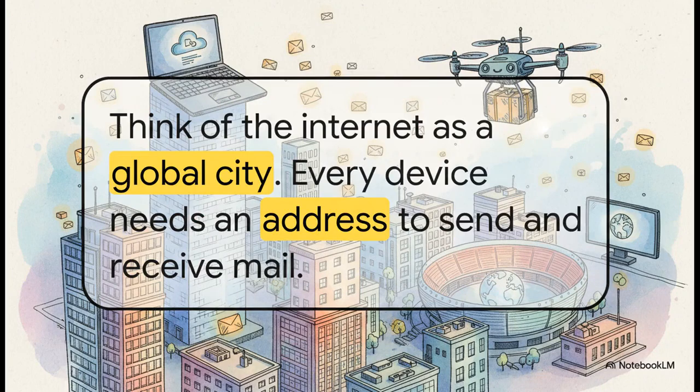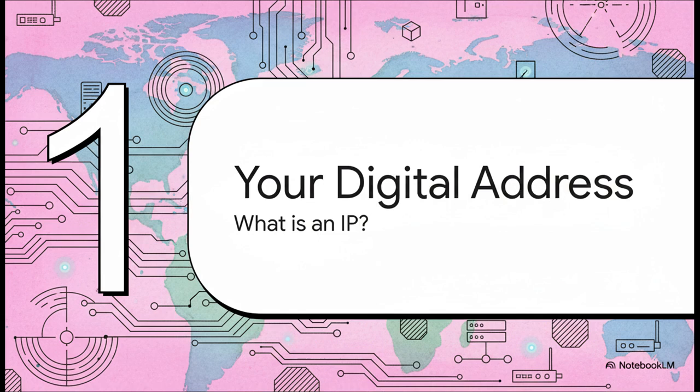So, the best way to wrap your head around this is with a simple analogy. Just picture the entire internet as one giant global city. Every single thing connected to it, your phone, your laptop, your smart TV, you name it, is like a house in that city. And for mail to get delivered, well, every house needs an address. Simple as that. Okay, so let's dig in.